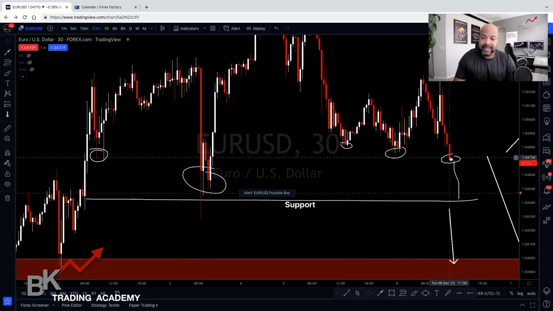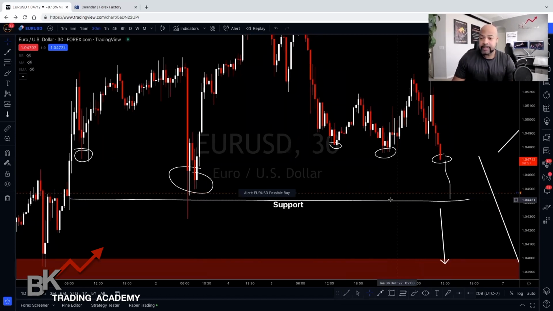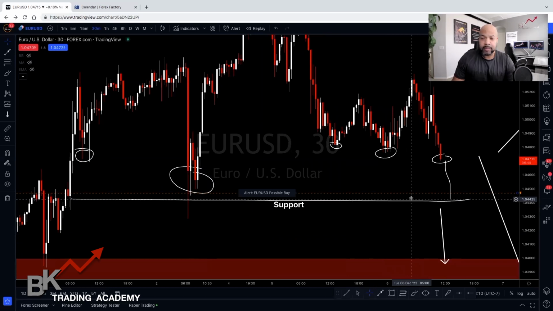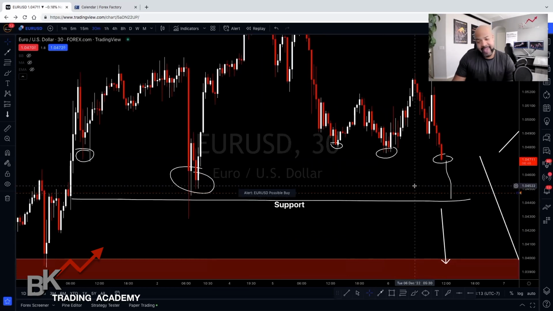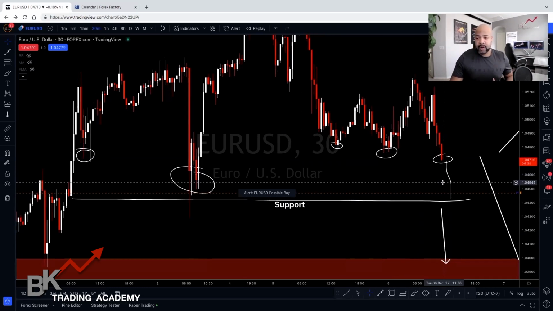I like to look at the anatomy of the candle to see if it's giving me a pushback. So remember, wicks tell us a story. If price comes down to this area, touches my support area here, and then starts to pull back, exposing a wick, and then the candle closes, I like for the candle to close exposing the wick before I go ahead and enter. I would enter for a buy at that point.